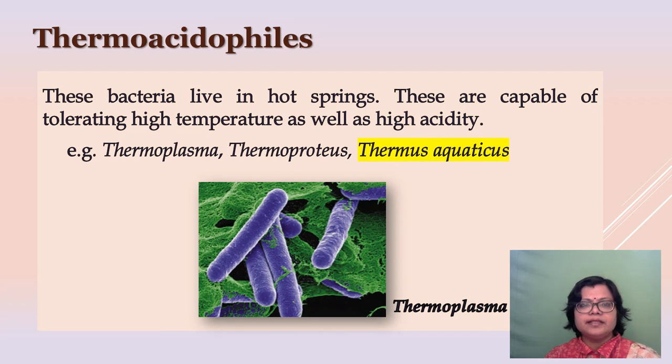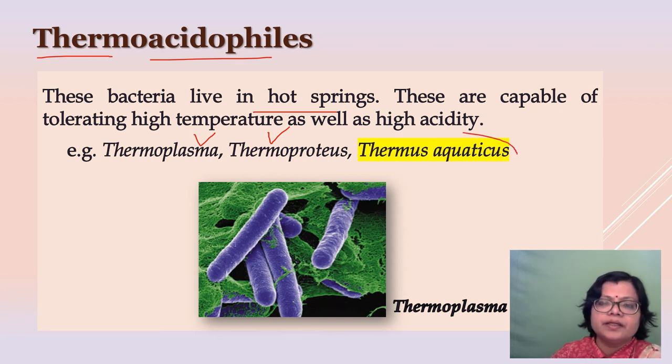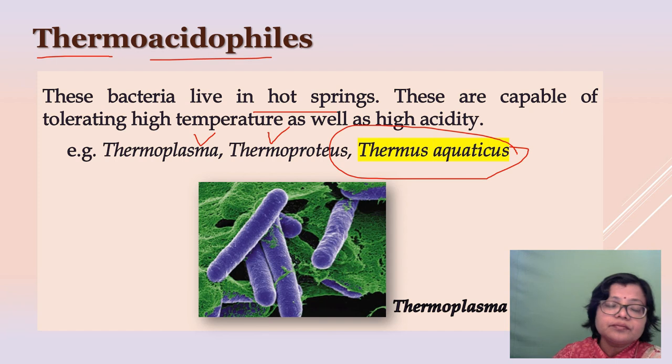Next, thermoacidophiles. Philes means loving: high temperature and high acid loving. That means they can survive and tolerate temperatures as high as 100 degrees centigrade and a pH as low as 2, or even less than 2, and thus they can be present in hot spring regions and high volcanic regions. Examples: Thermoplasma, Thermoproteus, Thermus aquaticus. Thermus aquaticus is very important.